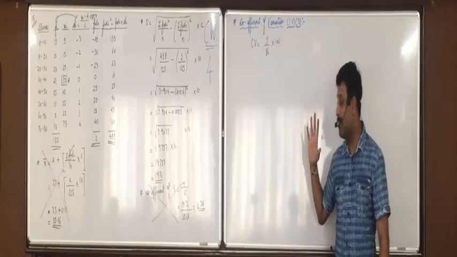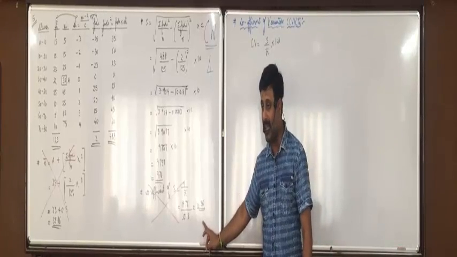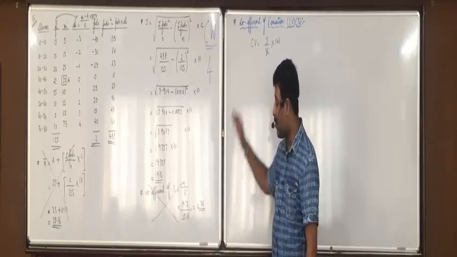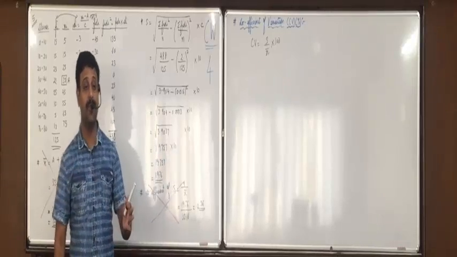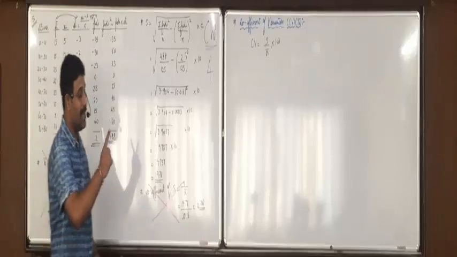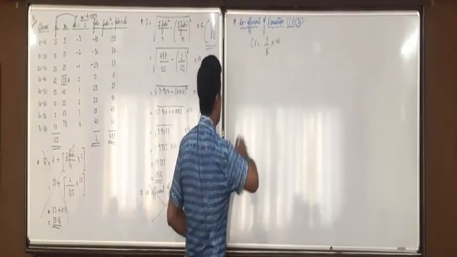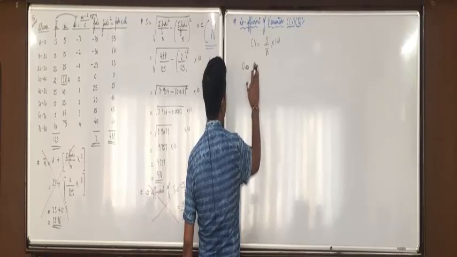Any confusion in this? Means here we got what answer? 0.56. If CV was asked, then it would be 56%. 0.56 into 100, your answer would be 56%. Did everyone understand this? Now this is helpful in decision making. Certain decision making questions will come here.